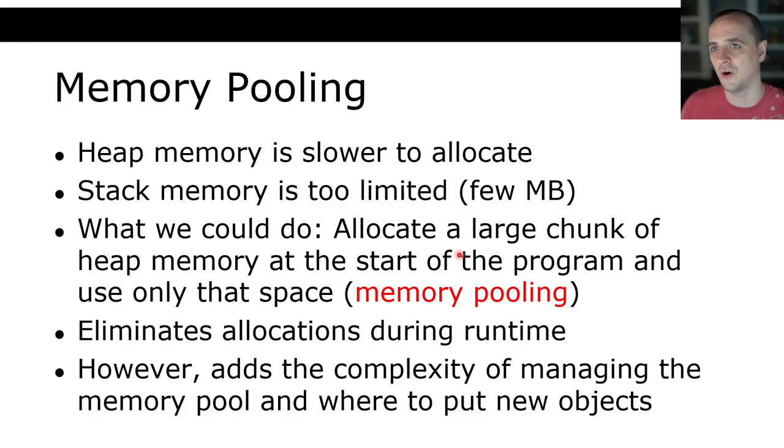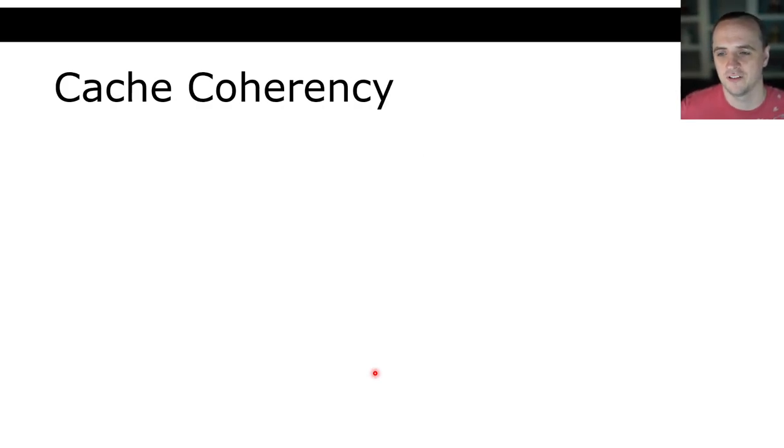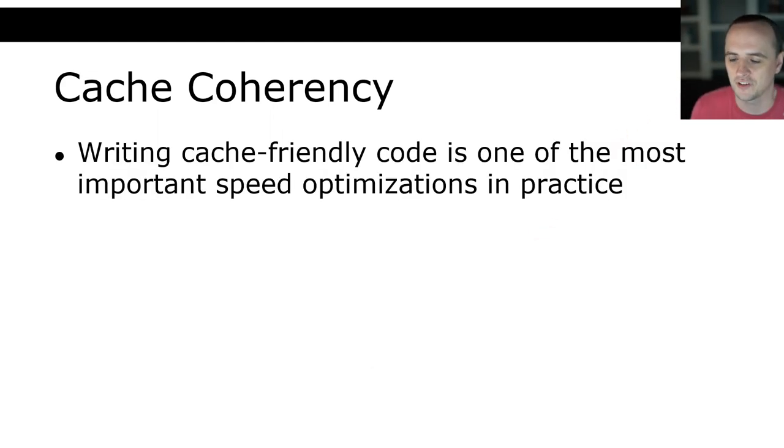It's not so slow that we can't use it in our course. You can keep using that in our course, no problem. But it is much slower than what we can do. However, with great power comes great responsibility, right? So now what we have to do is manage our memory so that we are manually saying where we want these things to go. And I'll come back to memory pooling in a little bit after I've explained just a little bit about cache coherency. So, what is cache coherency?